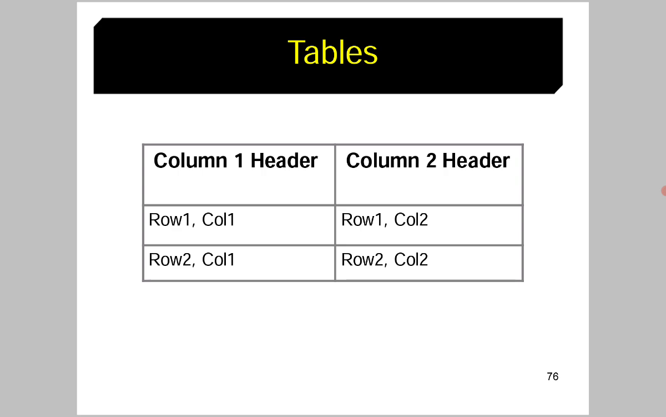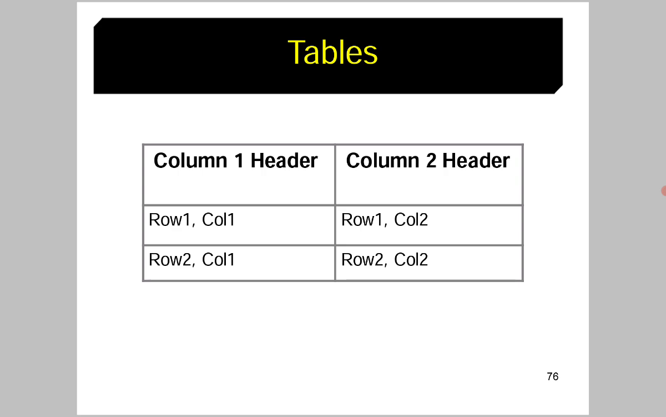So there are 3 rows and 2 columns, that is 3 into 2. So the size of the table is 3 into 2, that is 6 cells. So in this table we have 6 cells. The first row is called table headings. The second row and third row contain data.